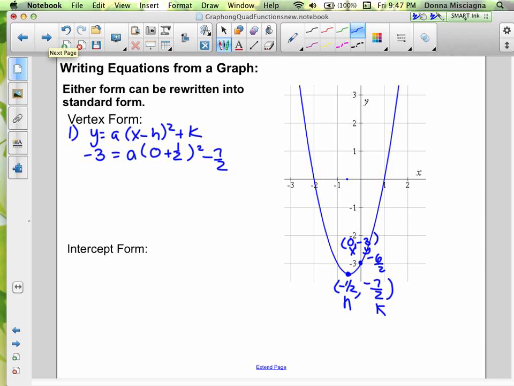All right, so now let's simplify in our parentheses. Negative 3 equals, so that's just 1/2, right? And 1/2 squared, that's 1/4. So 1/4 a minus 7 halves. Now I'm going to have to change that negative 3 to halves. So I want it to still be equal to negative 3, but have a denominator of 2. Well, then the numerator is going to have to be negative 6, because negative 6 halves is the same as negative 3. All right, so now we can add 7 halves to both sides.